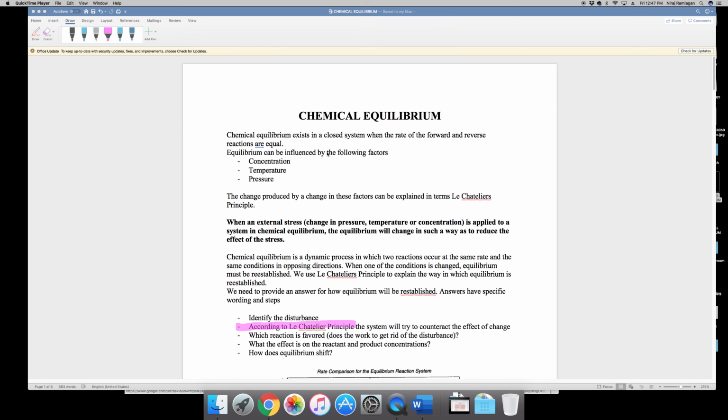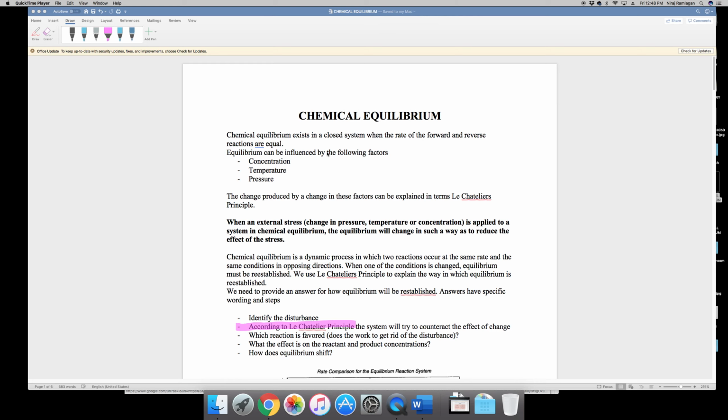Now, the disturbance in equilibrium can only be by changing concentration, temperature, and pressure. When we disturb this equilibrium, the system has to re-establish equilibrium. In order to re-establish this equilibrium, we need to look at what the system does.